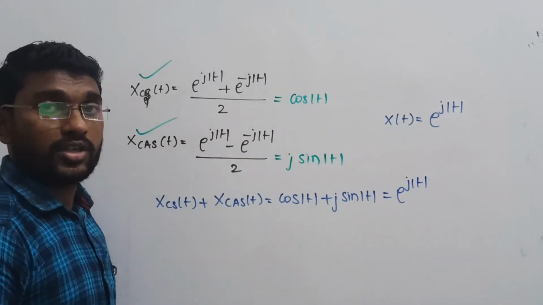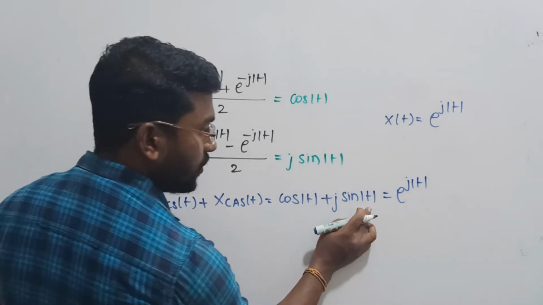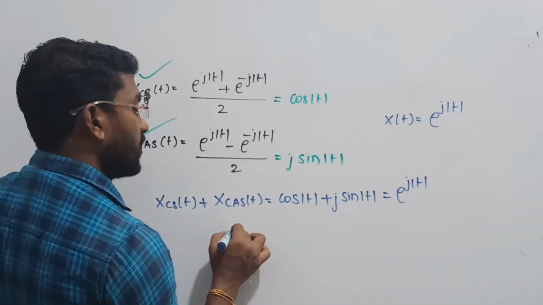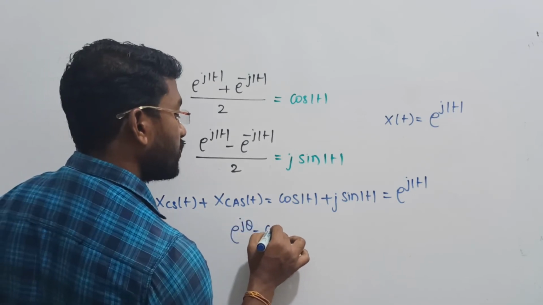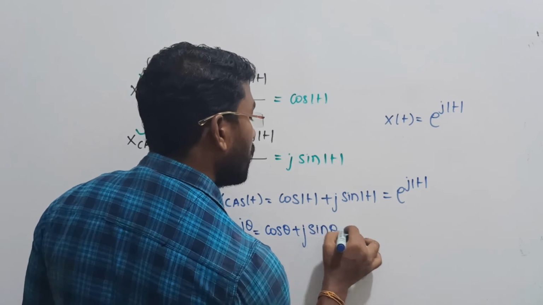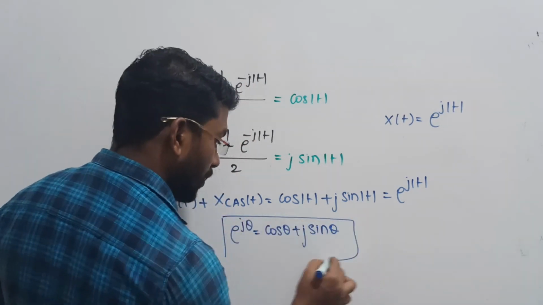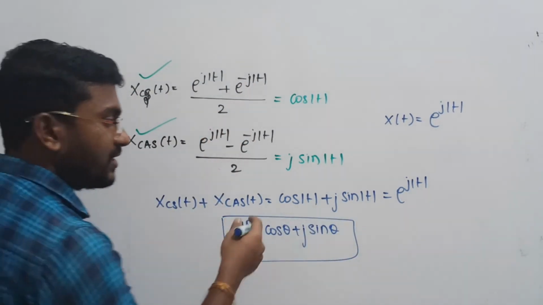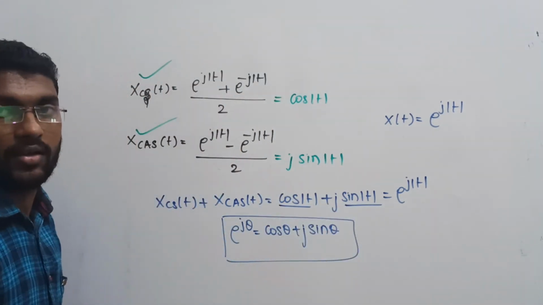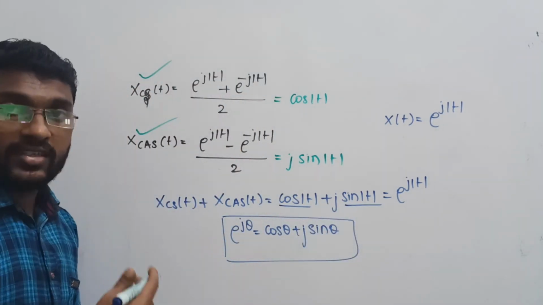So what is the conclusion here? Cos theta plus j times sin theta is nothing but e power j theta, right? That is the Euler expansion: e power j theta can be written as cos theta plus j times sin theta. So the conclusion is that our given signal is the combination of conjugate symmetric and conjugate anti-symmetric parts. Clear? That is how we are segregating.